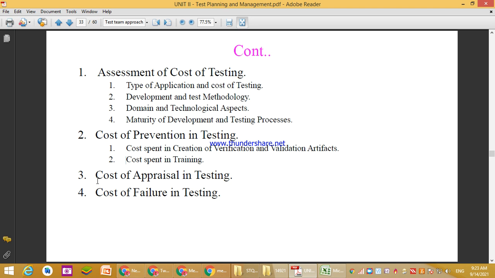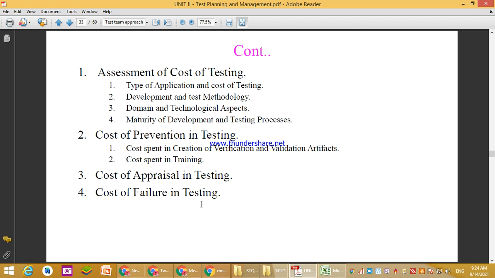Then next point, cost of appraisal in testing. To get the appraisal from the client, okay, now the product is okay, you can test it. So whatever money is spent to get the appraisal from different agencies, that also comes under the cost of testing.